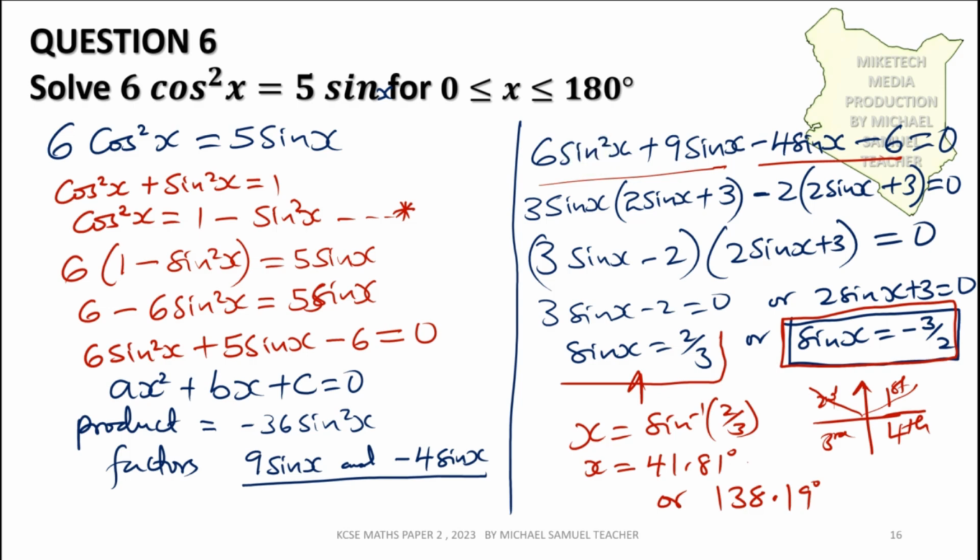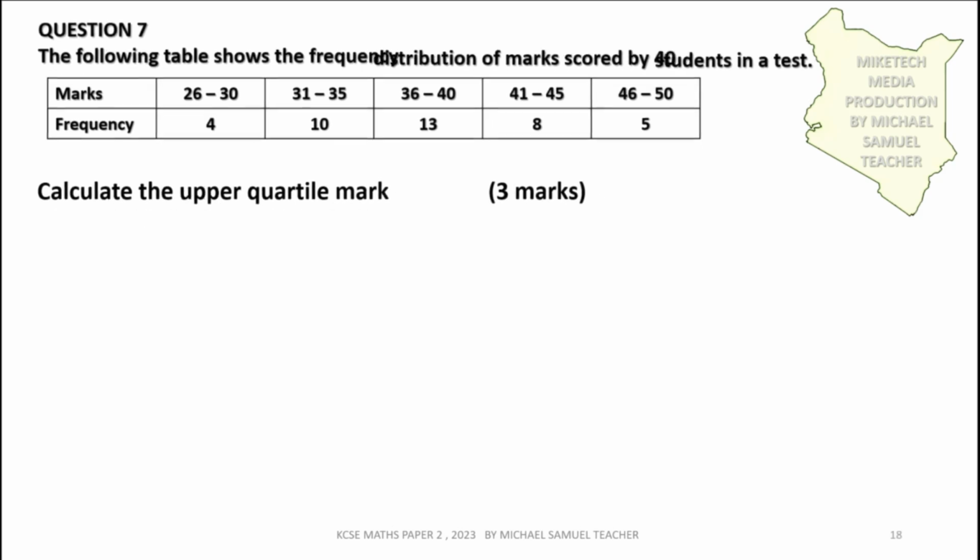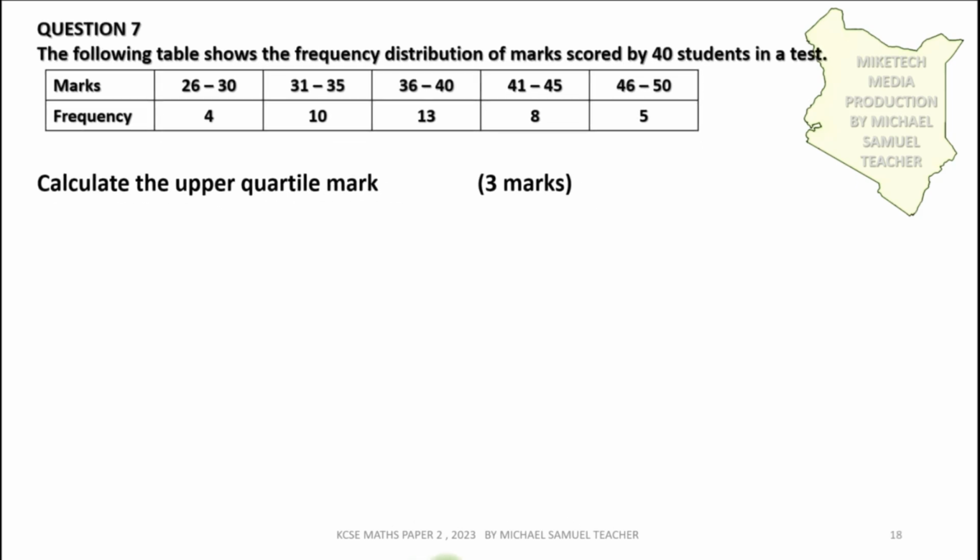We move on to question number 7. The following table shows the frequency distribution of marks scored by 40 students in a test. So we have the marks and also the frequency, which is shown. So we need to calculate the upper quartile mark. So to get the upper quartile mark, that is 3/4 of the total number of students. So we need to get the upper quartile, that is Q3.